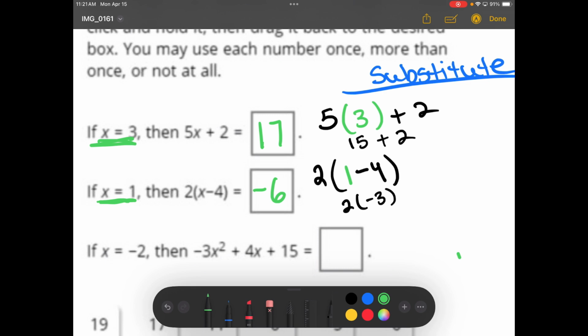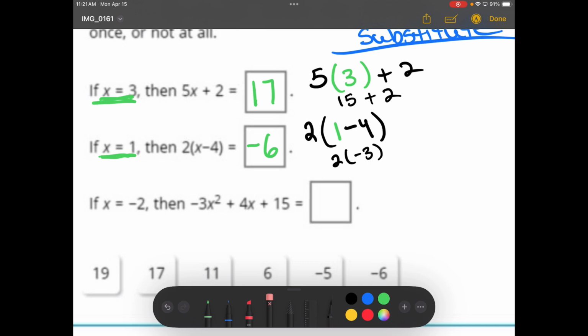What is 2 times negative 3? Negative 6. Now, the last one is kind of tricky, but it's no different. It's just a little longer. You follow the same process. We are going to do exactly what it tells us to do. If x equals negative 2, then negative 3x squared plus 4x plus 15. We are going to plug in negative 2 with parentheses every time you see the letter x.